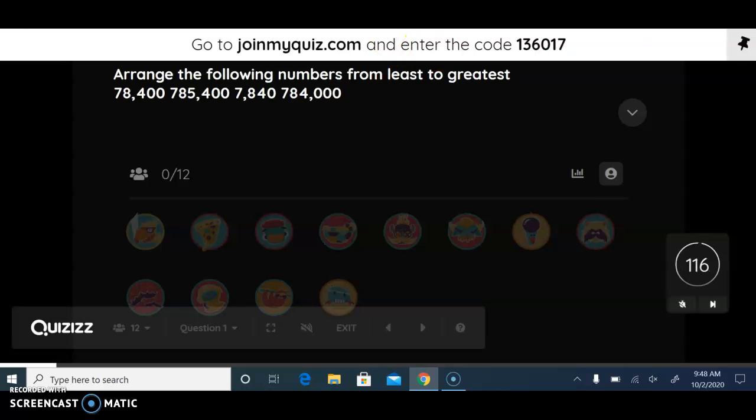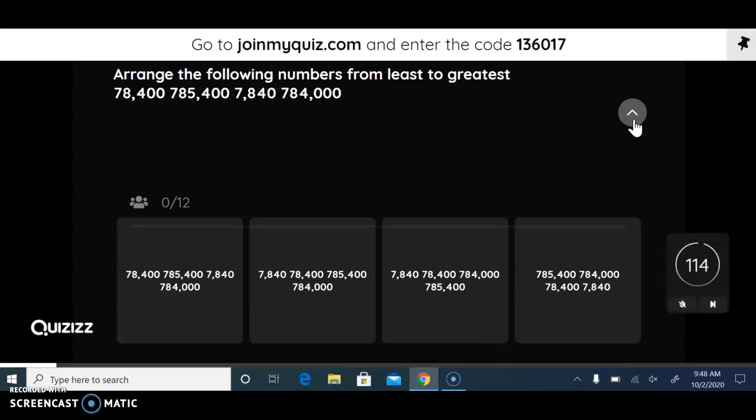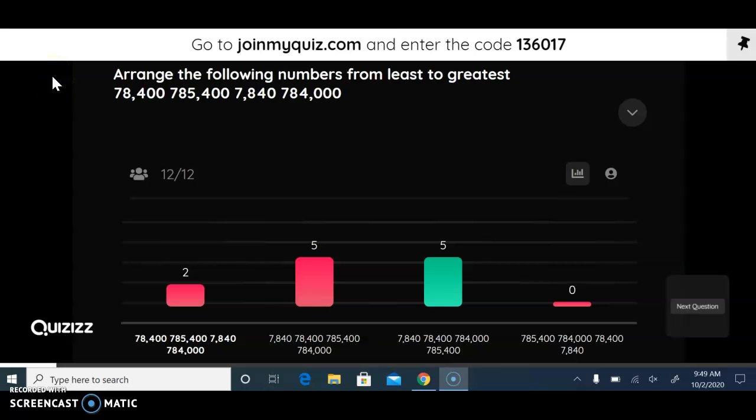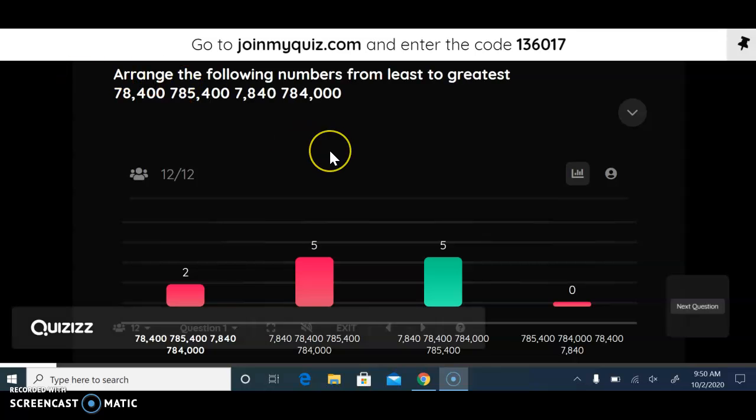First question asks you to arrange the following numbers from least to greatest. All right, so from least to greatest, that means we're starting with the smallest number. The smallest number is 7,840, then 78,400, 784,000, then 785,400. All right, next question.